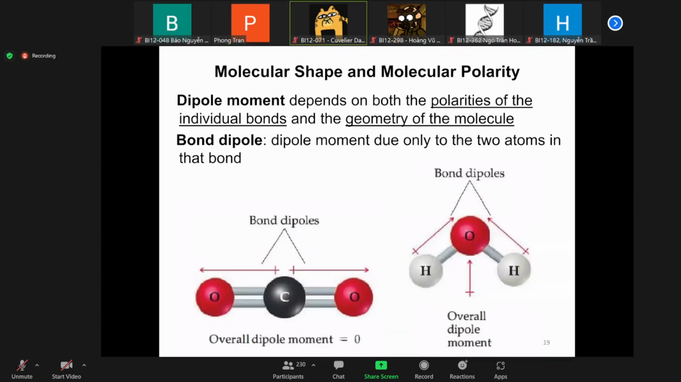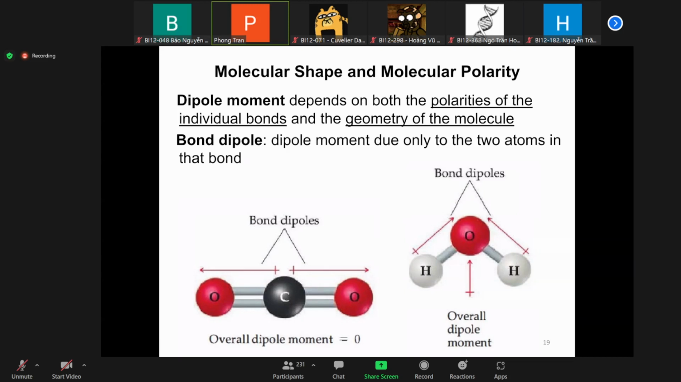Okay. So now we have talked about the geometry, the shape of the molecule. Now we talk about the dipole moment of the molecule. The dipole moment of the molecule depends on both the polarity of the individual bonds and the geometry of the molecule. So in the previous lecture, we already learned about the bond dipole, the dipole moment of the chemical bond.